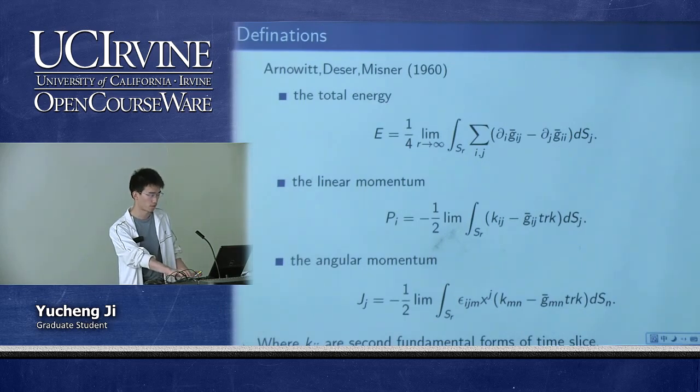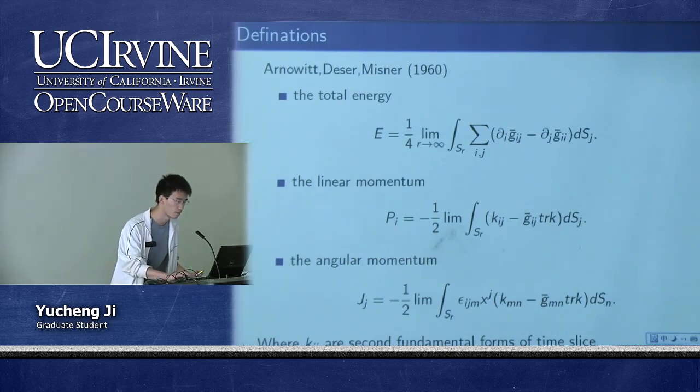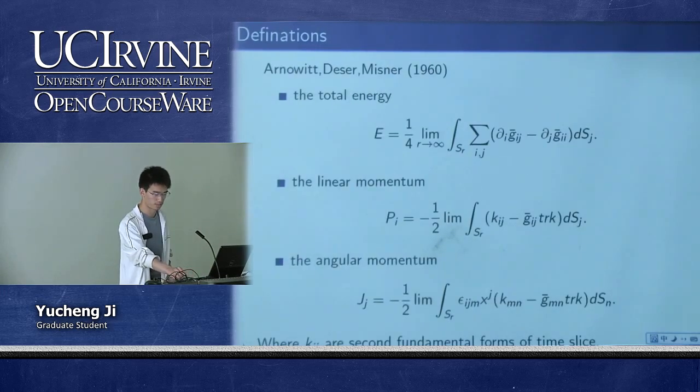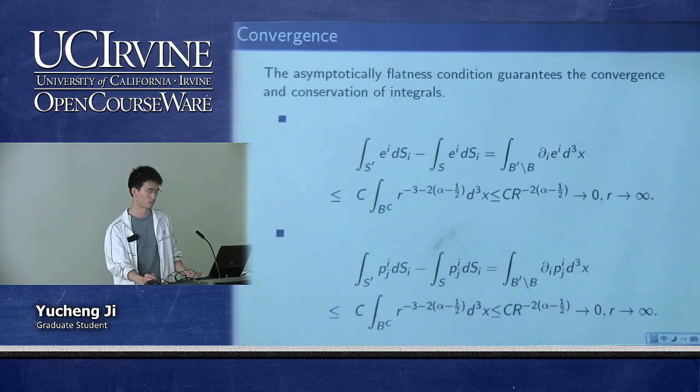Besides g_ij, we also have k_ij. They are the second fundamental form of the time slice, while g_ij is the first fundamental form. Okay, I'm going too fast. Now we shall give some math details showing that those quantities are well defined and conserved in time. So we have some estimates here.